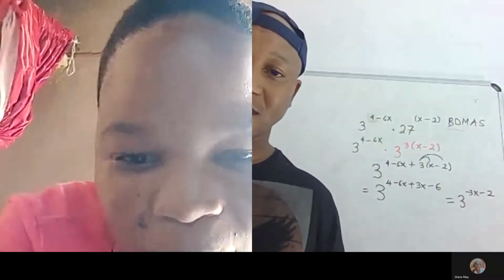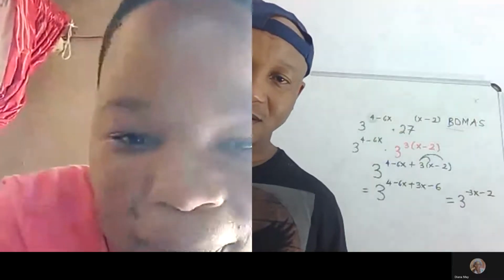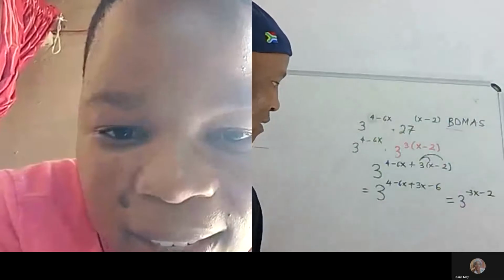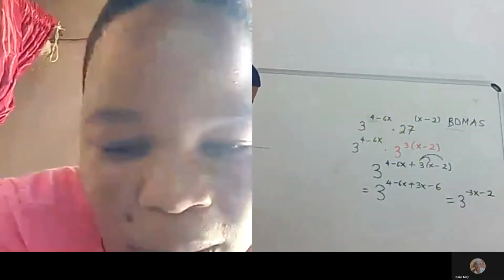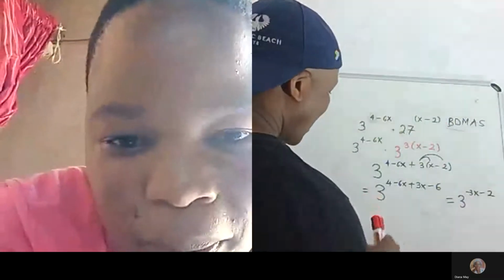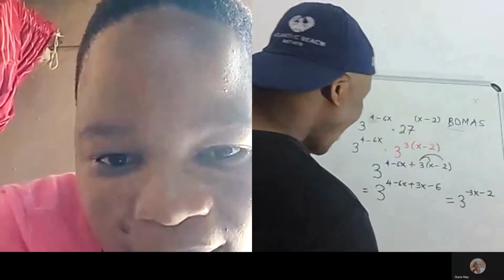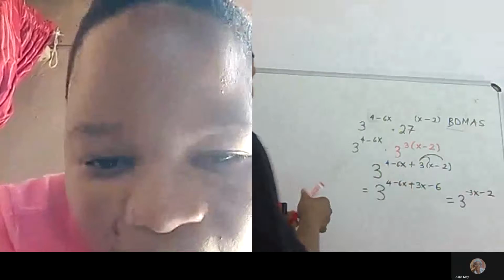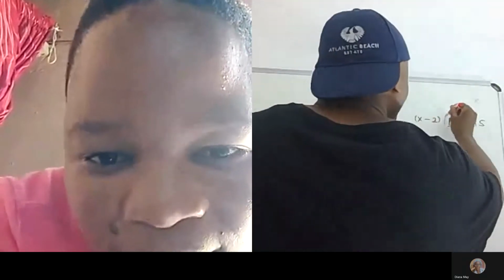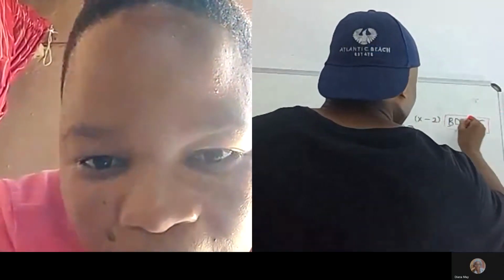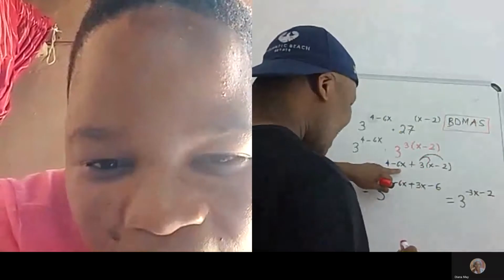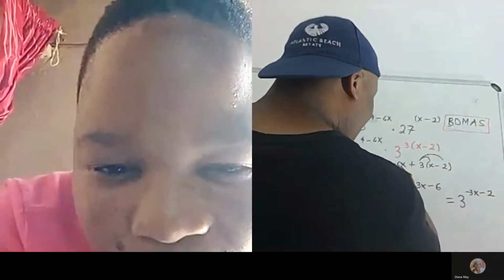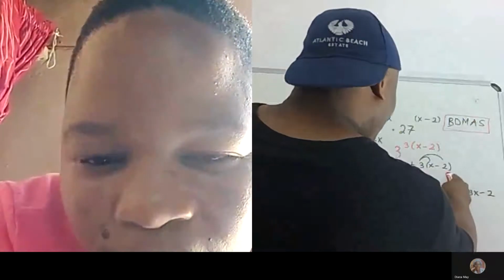Next step, we're saying 3 plus 3 to the power 4 minus 6x. We're not doing anything there. We're first going to remove the brackets first. You know why? Because these are not like terms. You only deal with the like terms. These are like terms, but you can't do anything here because these are not like terms.